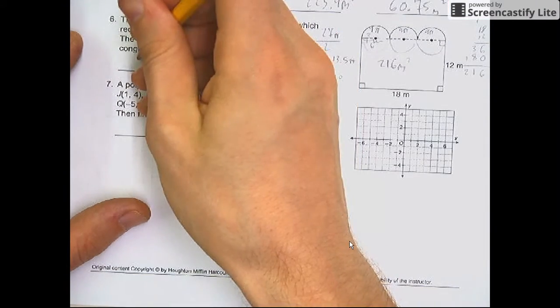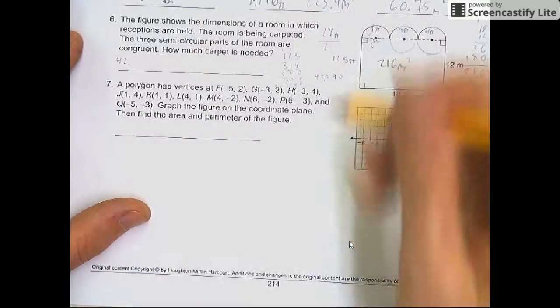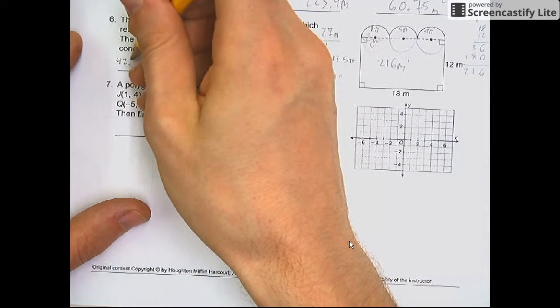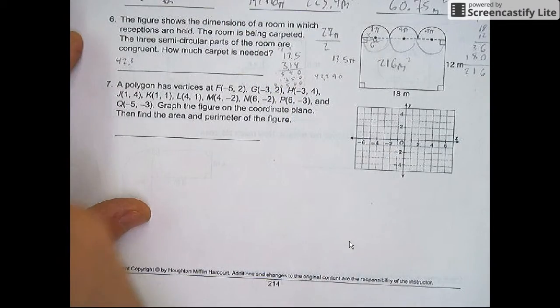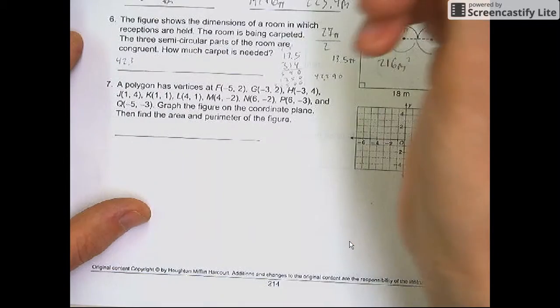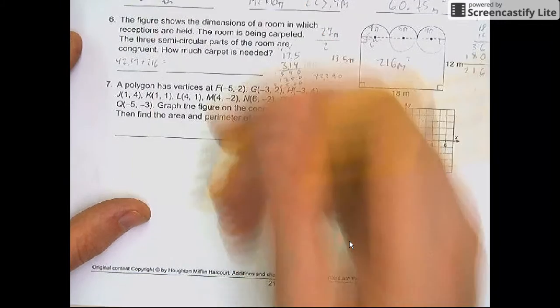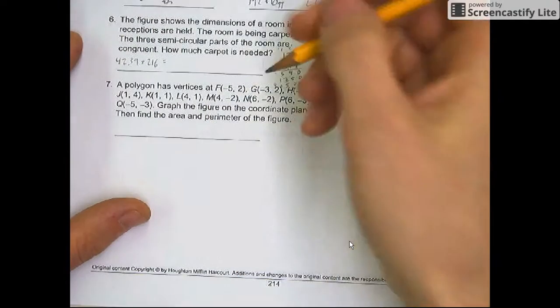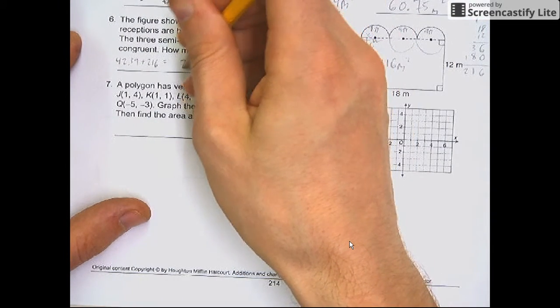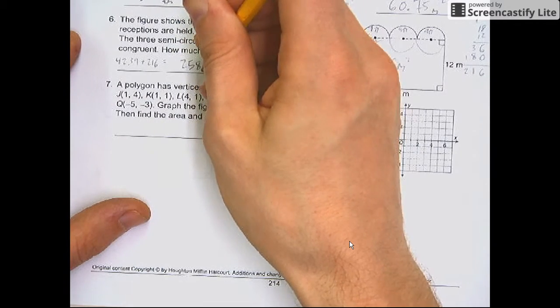If I add those together, along with the 216 square meters I have from the rectangular portion of the ballroom, I should get my total answer, which, if I'm not mistaken, will give me 258.39 square meters.